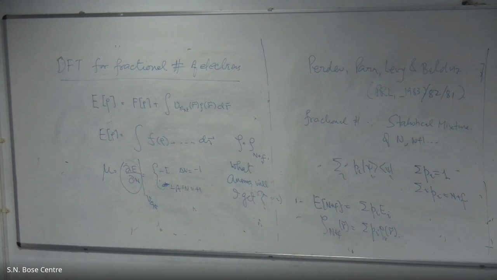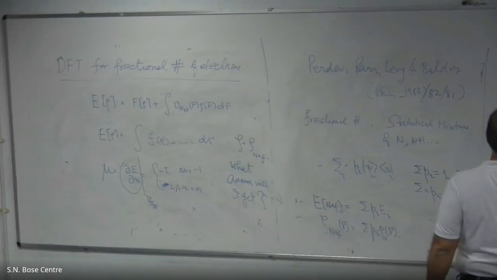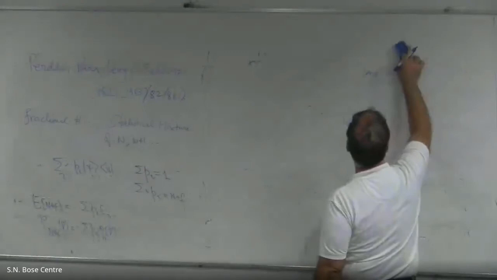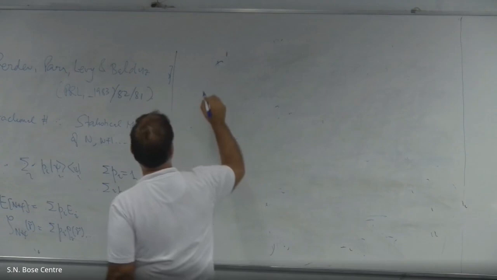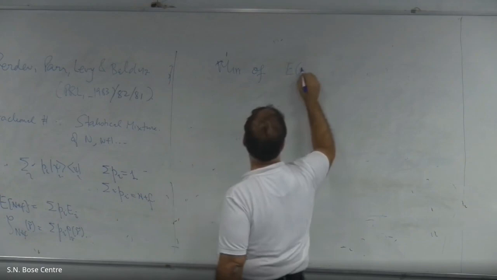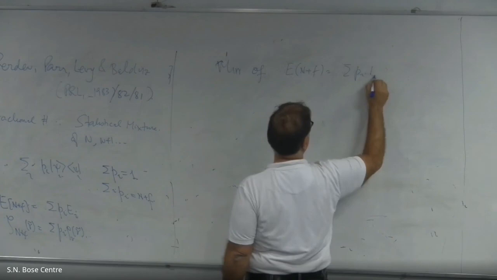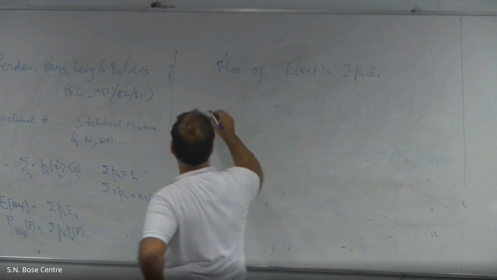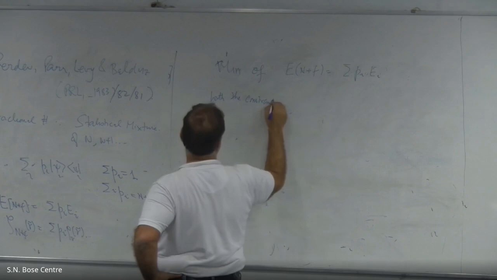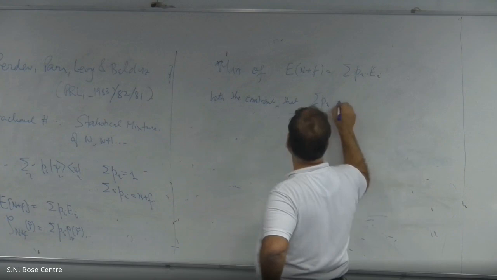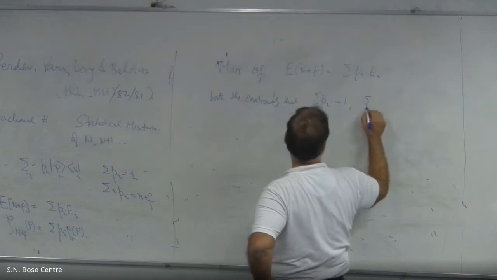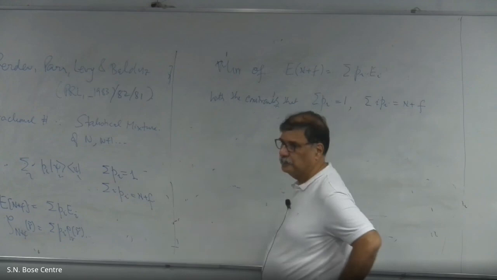Now I'll do it in purely DFT terms. So what am I doing? I want the minimum of E of n plus f equals summation p_i E_i, right? With the constraint that summation p_i is equal to 1, and summation i p_i equals n plus f. Agreed? These E_i are fixed for a ground state.